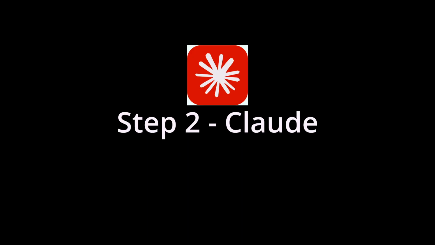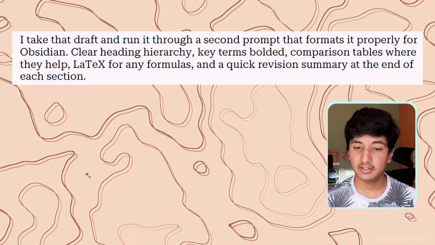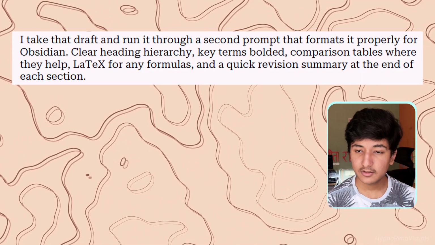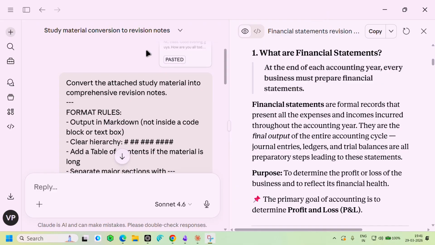Step 2. Claude. I take that draft and run it through a second prompt that formats it for Obsidian. Clear heading hierarchy, key terms bolded, comparison tables where they help, LaTeX for any formulas, and a quick revision summary at the end of each section. The output is a note I can actually study from. Completely self-contained, I never need to open the original source material again.